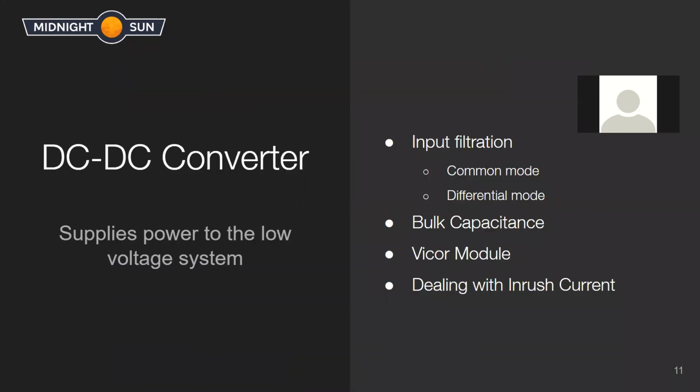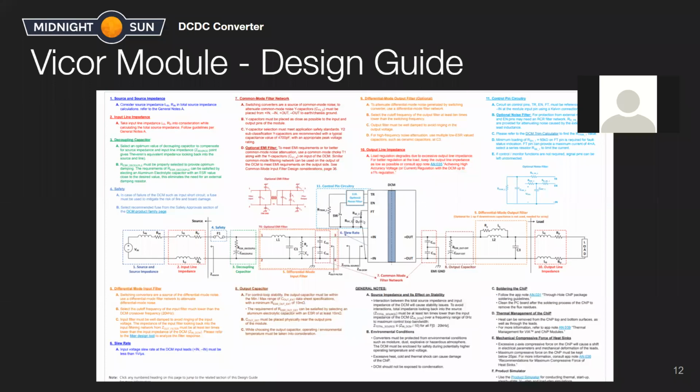Okay, so I'm going to cover the input filtration, the bulk capacitance, the Vicor module we're actually using, and dealing with inrush current, which I will explain to you later, but is a product of doing multiple revisions of this board and realizing I didn't consider some things. Okay, Vicor module design guide. Vicor is the manufacturer providing us with the switching inverter. They really know the key characteristics about what the switching frequency is, how that works internally, and what kind of noise or ripple or transients we're expecting.